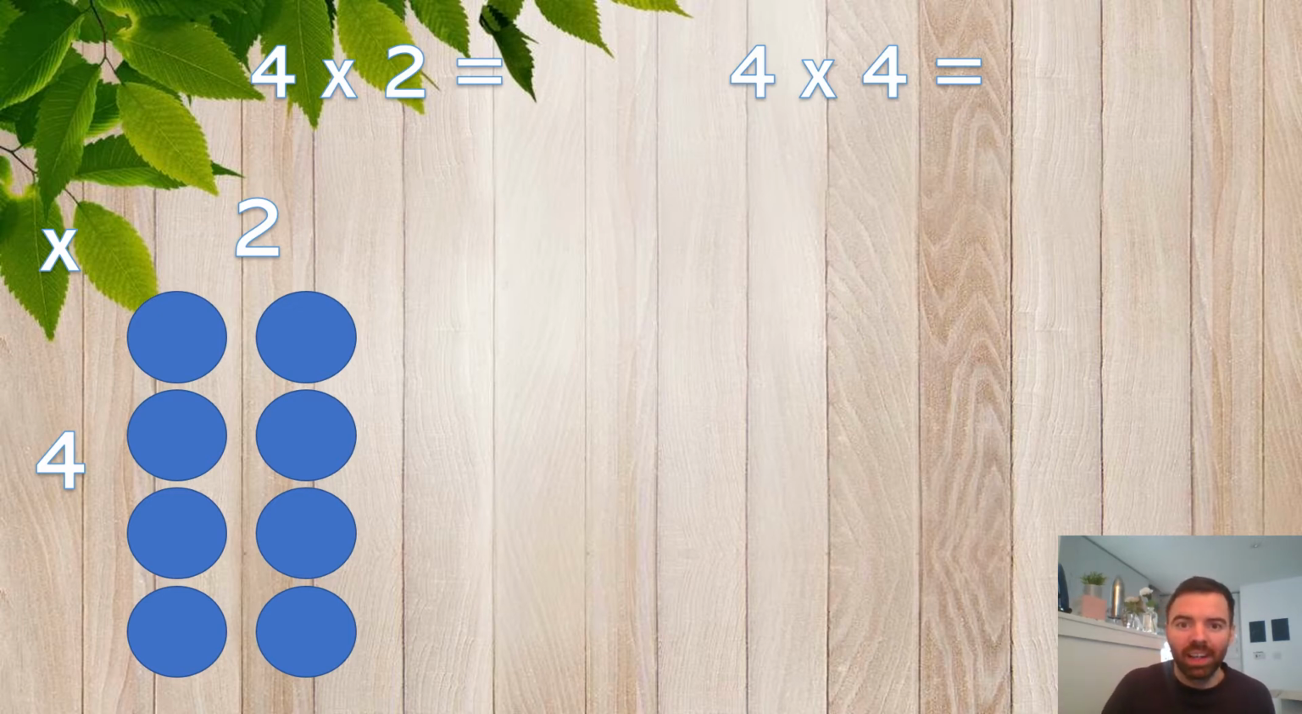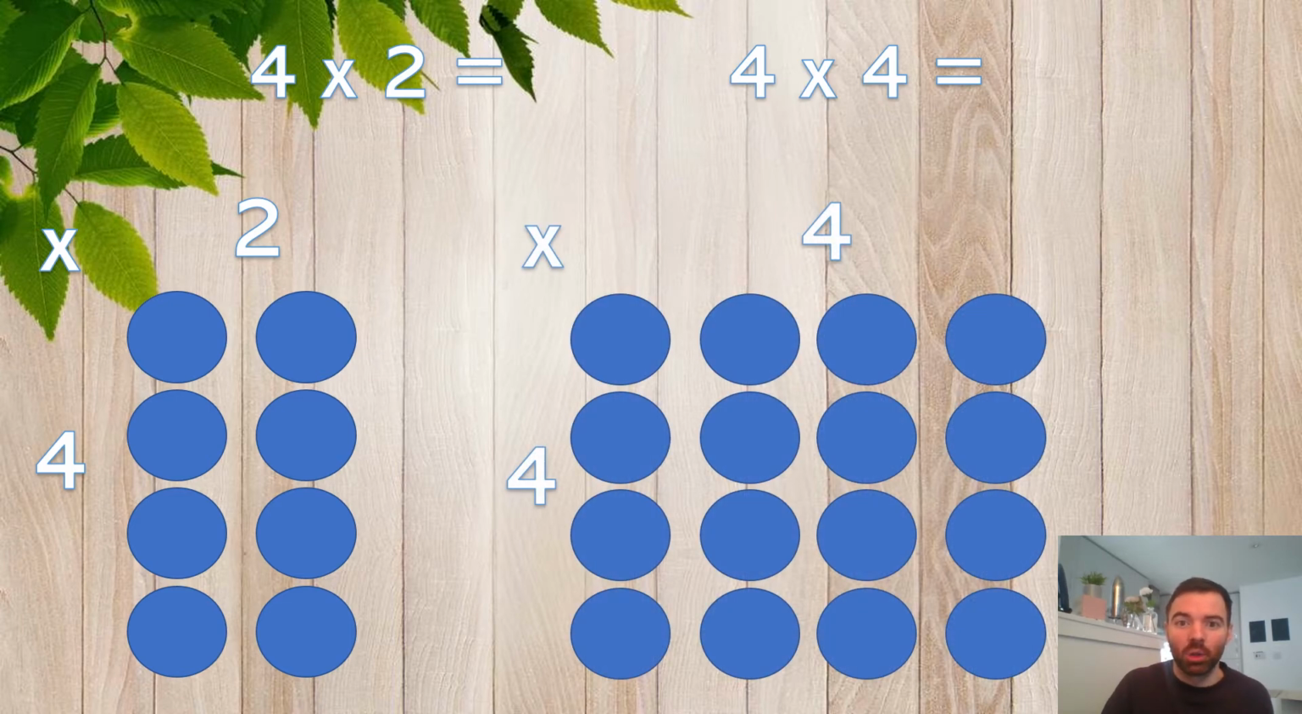4 times 4 then. Does yours look a little bit like that? Got 4 groups of 4. Sometimes we also say 4 by 4 as well, or 4 by 2 for 4 times 2. So we can count them up. 4, 8, 12, 16. 4 times 4 is 16.